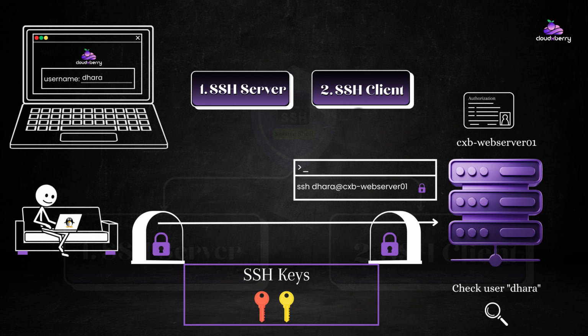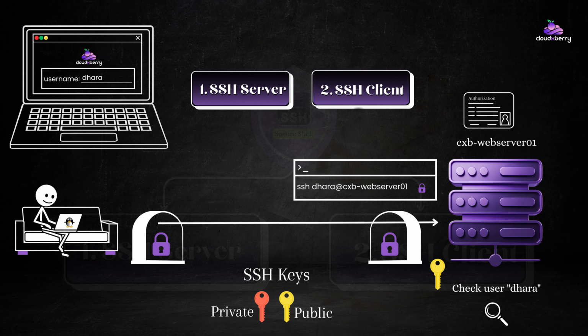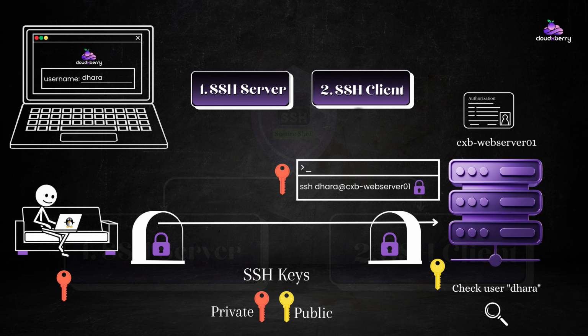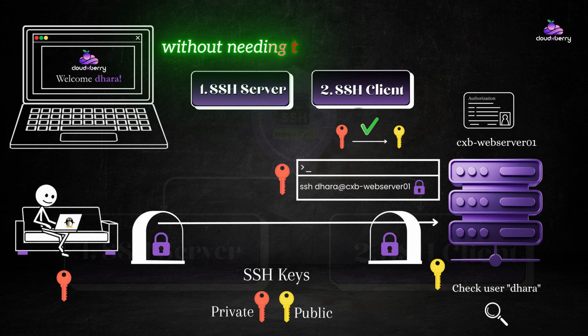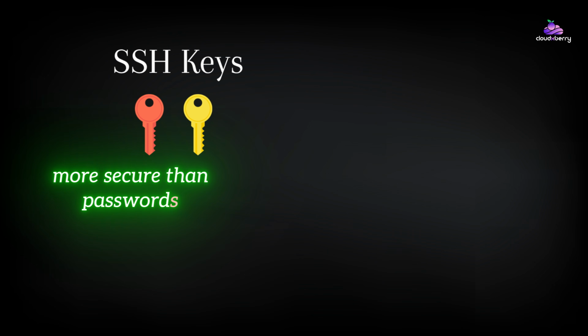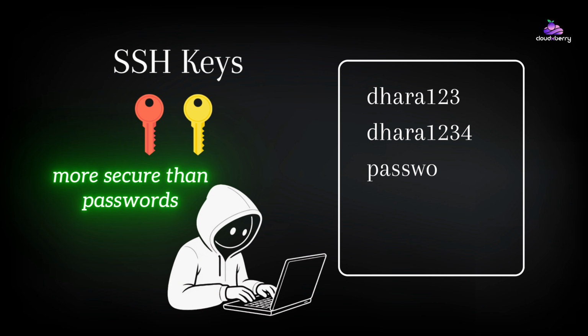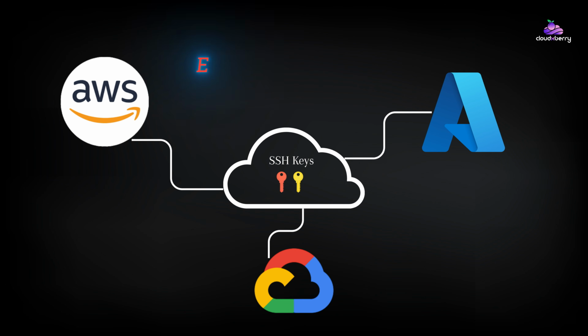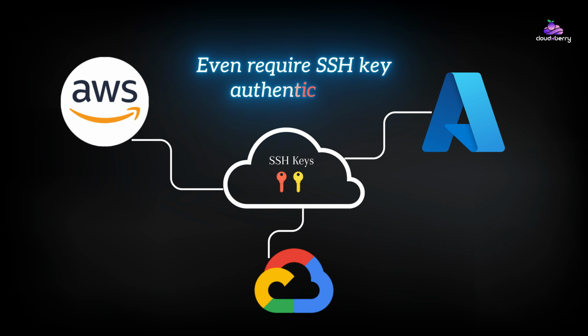SSH keys come as a pair, a public key and a private key. The public key is stored on the server. The private key stays on your machine and should never be shared. When you connect, the server verifies that you possess the matching private key. If the verification succeeds, you're authenticated without needing to enter a server password. SSH keys are generally more secure than passwords because they are extremely difficult to guess or brute force. That's why cloud providers commonly recommend or even require SSH key authentication.